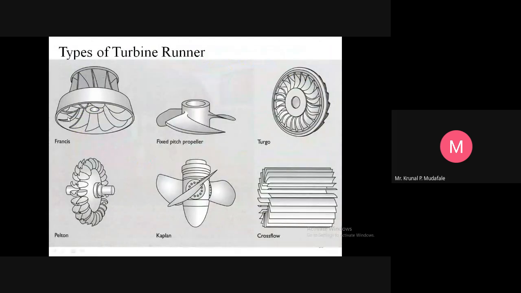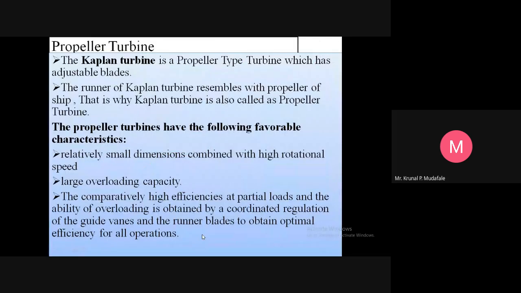Now that the Pelton turbine and the Francis turbine are completed, next is the Kaplan turbine, also called a propeller turbine. Why is it called a propeller turbine? The Kaplan turbine is a propeller type of turbine which has adjustable blades. इसलिए उसको propeller type of the turbine कहते हैं.